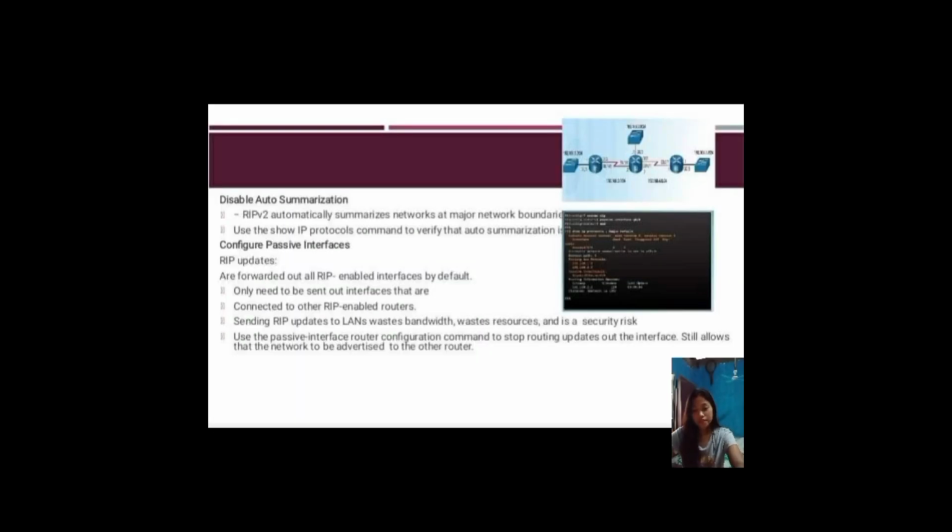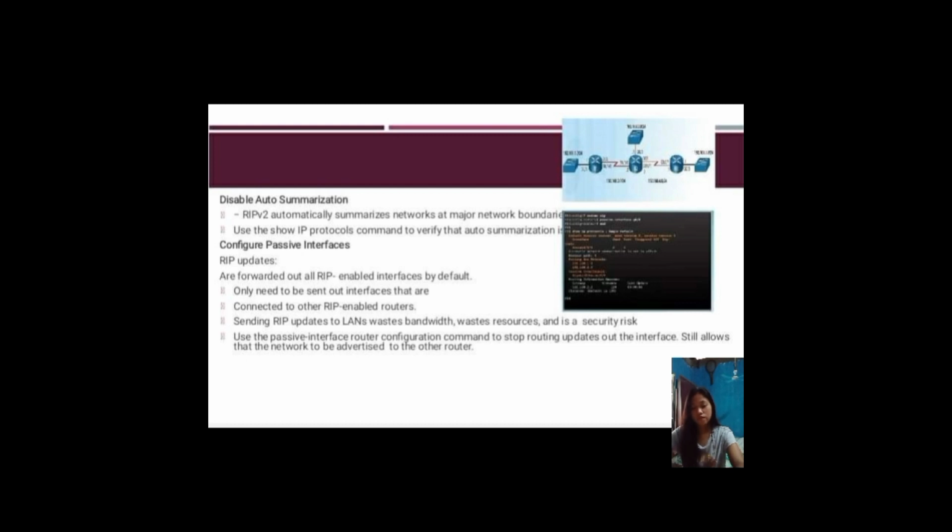Then next is disable auto summarization. First, RIPv2 automatically summarizes networks at major network boundaries. Second, use the show ip protocols command to verify that auto summarization is disabled.